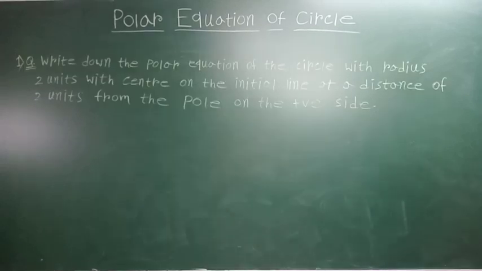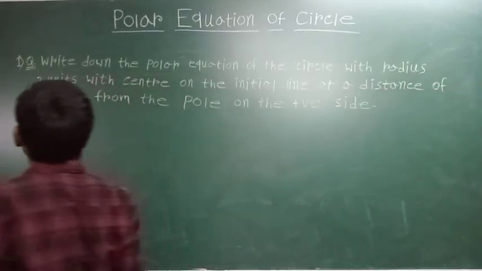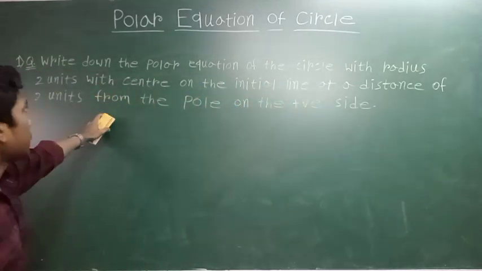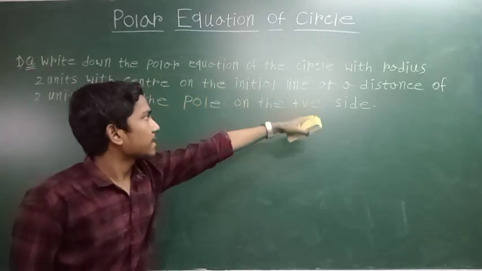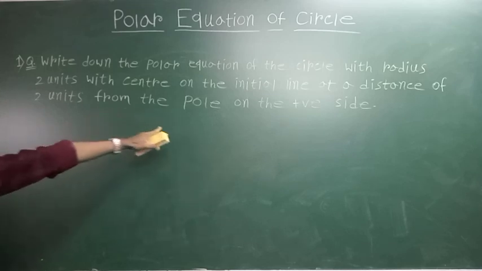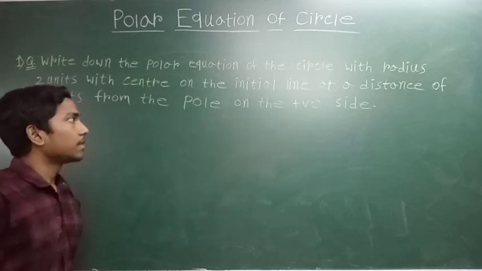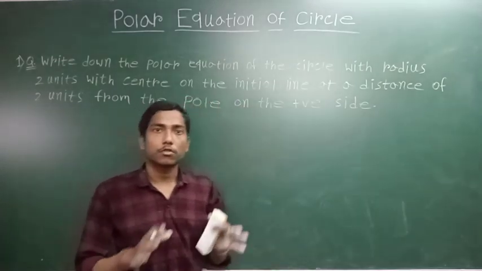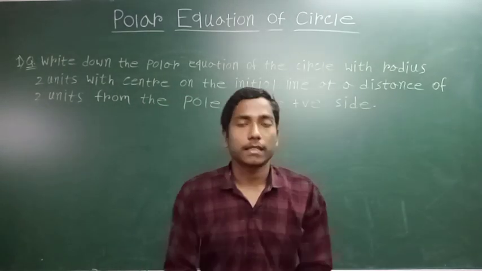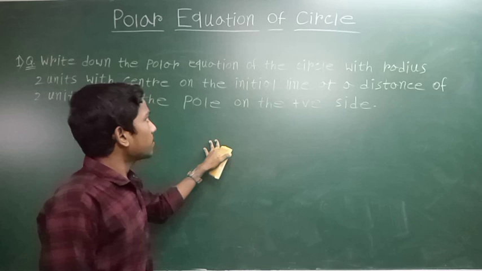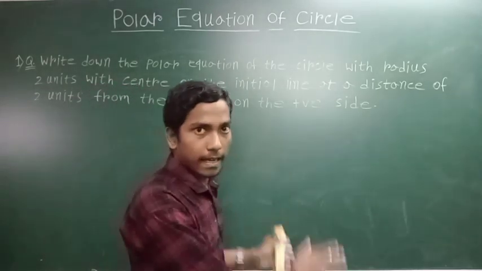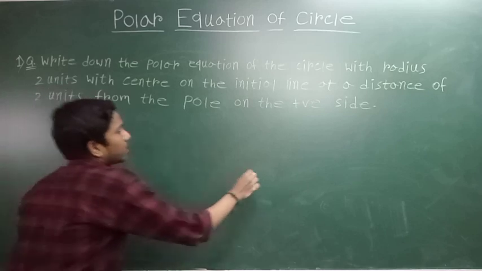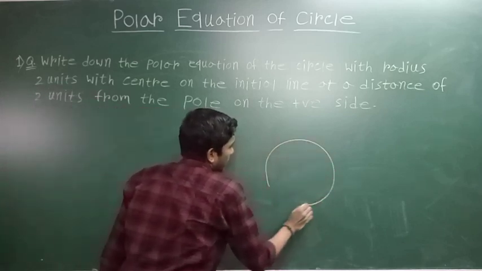Okay students, now we shall solve some problems. This is problem number 1. Write down the polar equation of the circle with radius 2 units with center on the initial line at a distance of 2 units from the pole on the positive side. Now as I told you earlier that in geometry if you can draw the diagram properly, you will understand the concept. Similarly in this problem also, if you can draw its diagram, you will be able to solve the problem very easily. Say this is our circle.